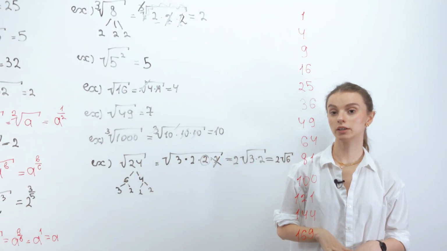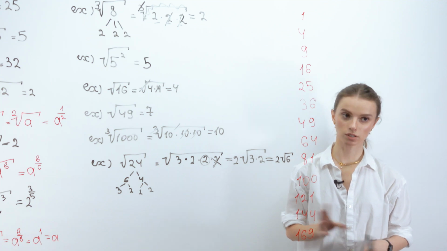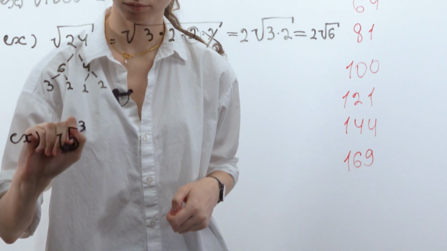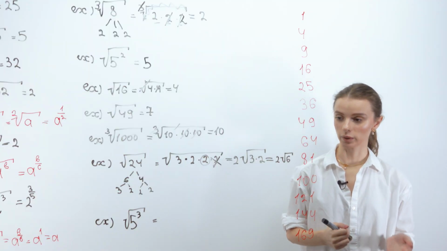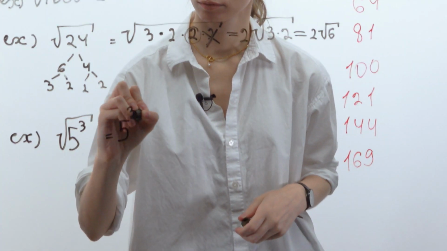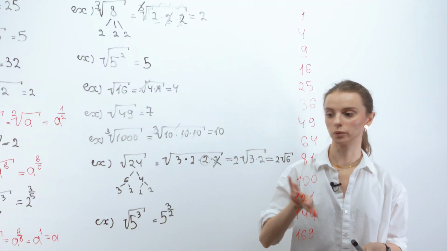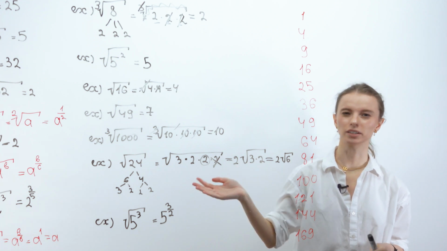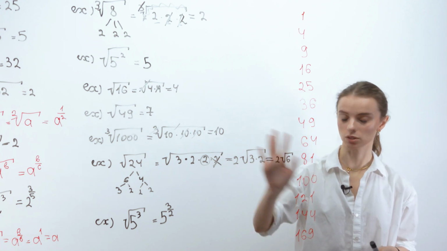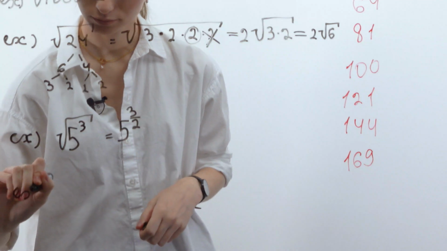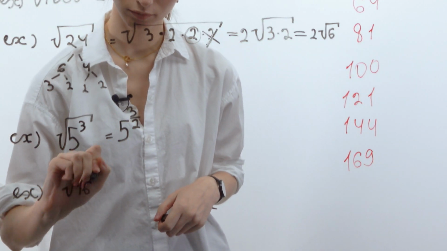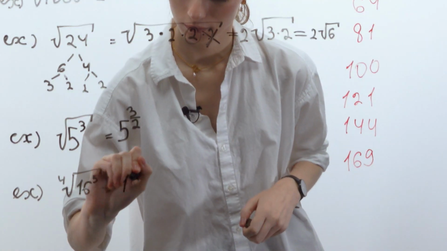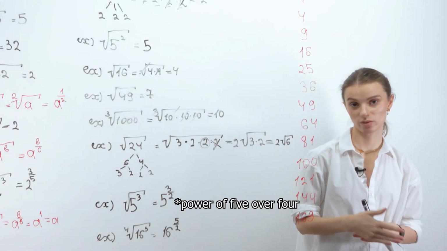Let's practice rewriting roots into exponents. Square root of 5 cubed. When we rewrite it, we get 5 to the power of 3 over 2. Do not worry, you don't have to evaluate it right now. I would probably just use a calculator to do that, and you're not going to get an exact number. So we're just practicing rewriting it. What if you have 4th root of 16 to the power of 5? How are we going to rewrite it? We will rewrite it as 16 to the power of 5 over 4.